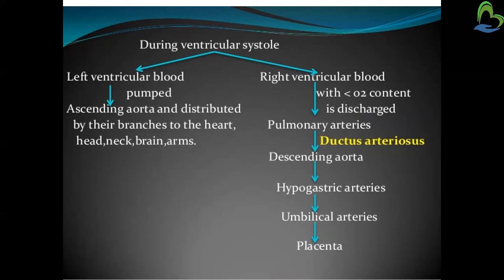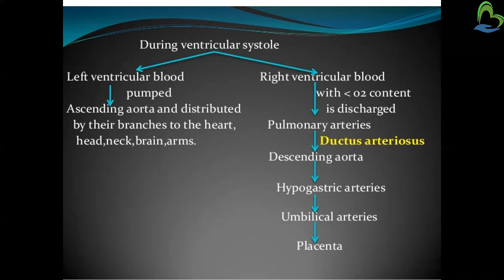So what occurs with the left ventricle blood? It forms the ascending aorta and is distributed by branches to the heart, head, neck, brain and arms. So it is divided among all these organs of the fetal body. And what is the function of right ventricle blood? It contains less oxygen and is discharged into the pulmonary artery and ductus arteriosus.